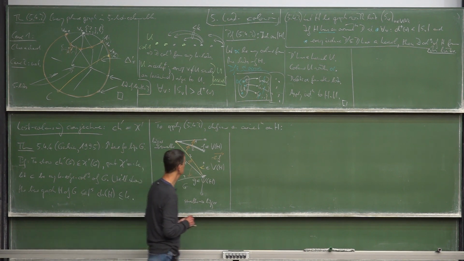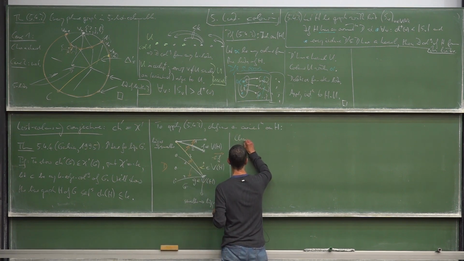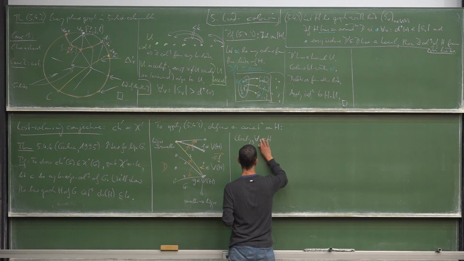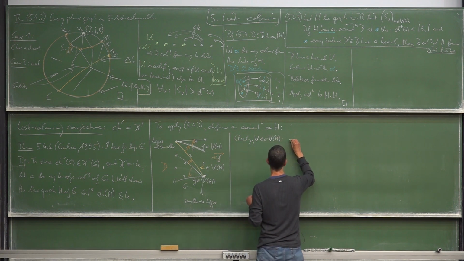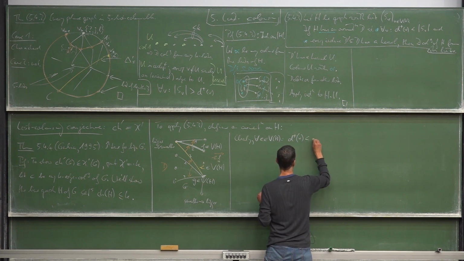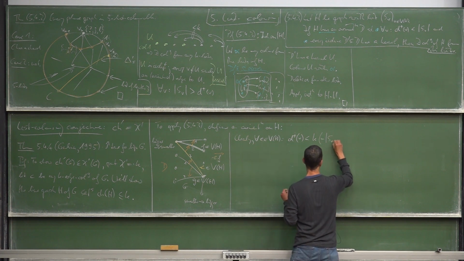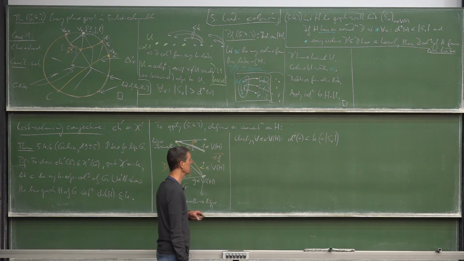Okay, so clearly, for every vertex E of V of H, the out degree is less than k.